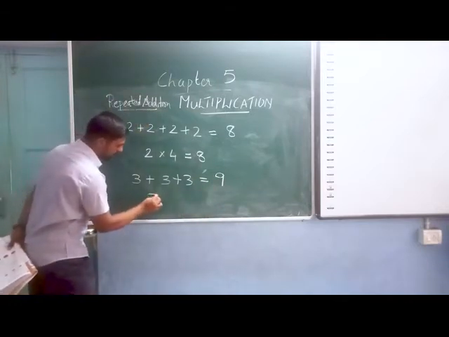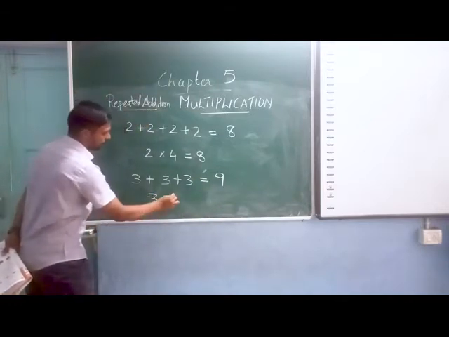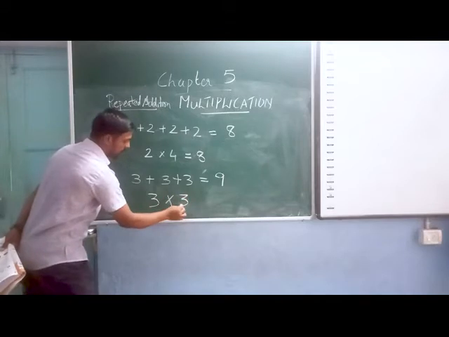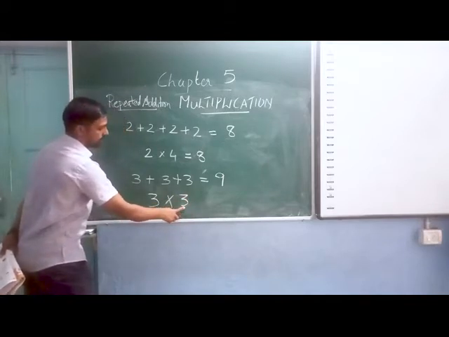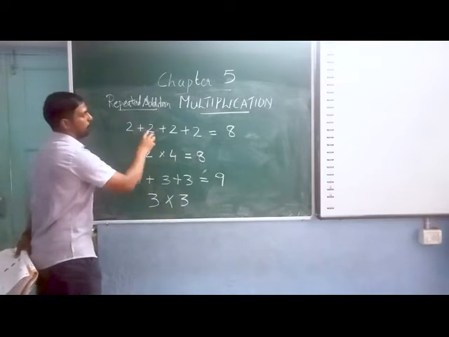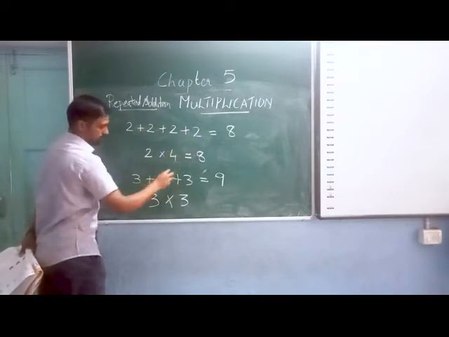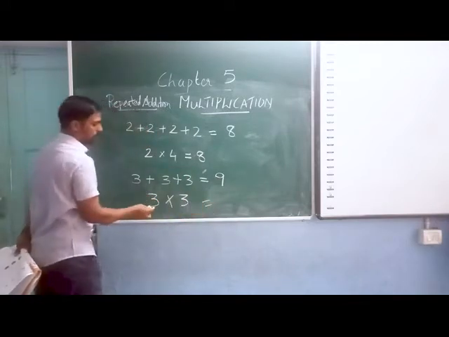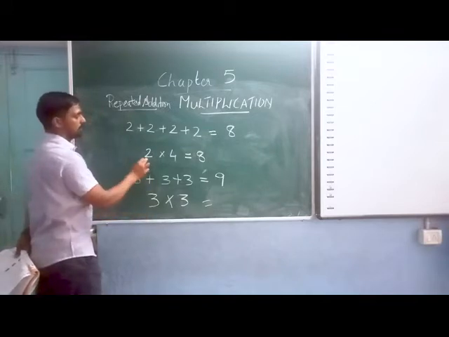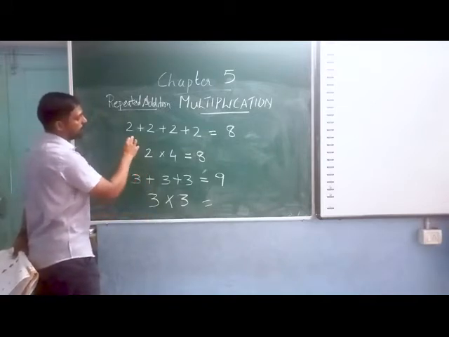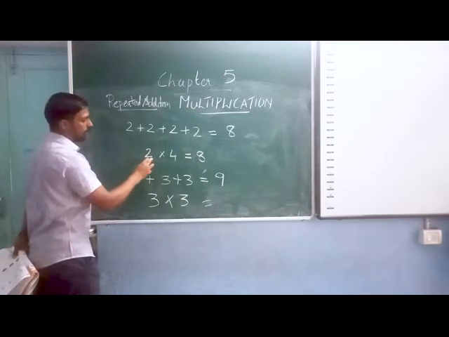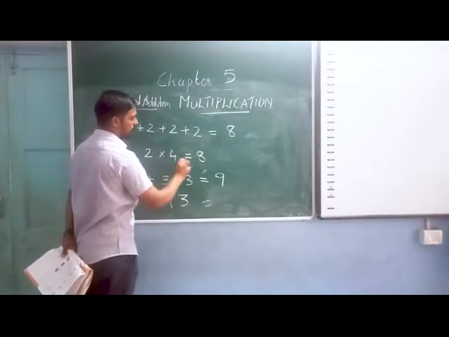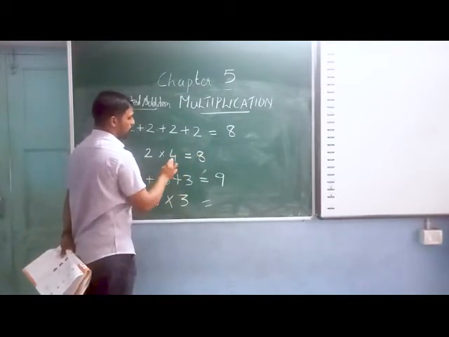So, how will you write it? Multiplying 3 for how many times? 1, 2, 3. How many times we are adding will be written in the second place. You see, here we are adding 4 times, so we write it in the second place. Here we are adding 3 times, we will write it in the second place. And the number which we multiply will always be first. You see, here we are adding 2, so we write 2 here. And how many times are we adding 2? 1, 2, 3, 4. So, we write 4 here. So, it becomes 8. 2 into 4 is 8.